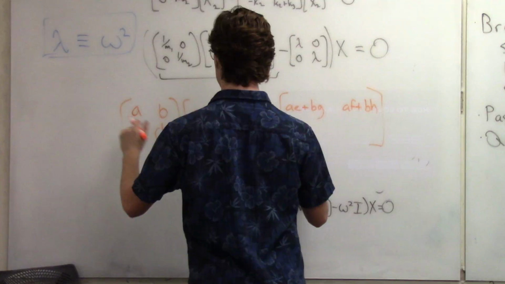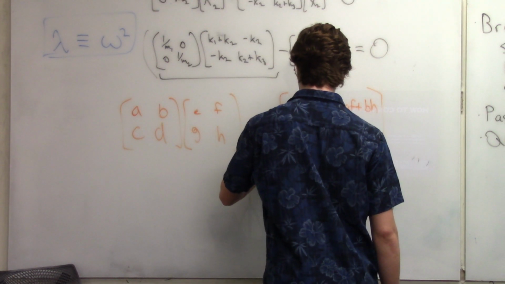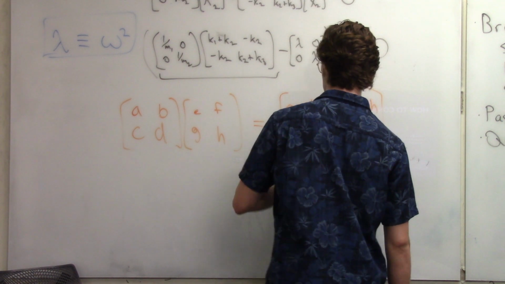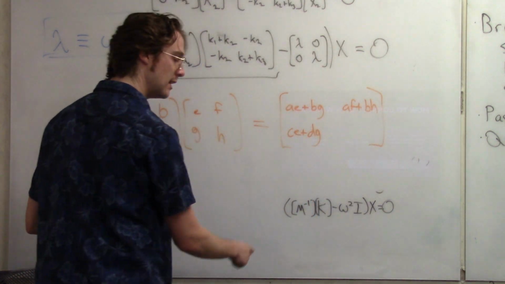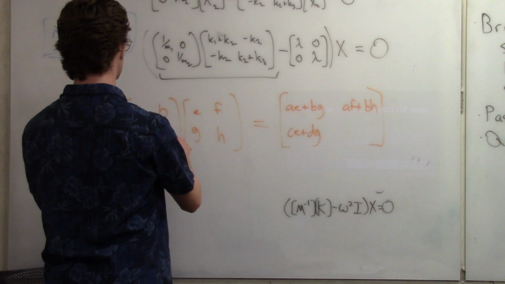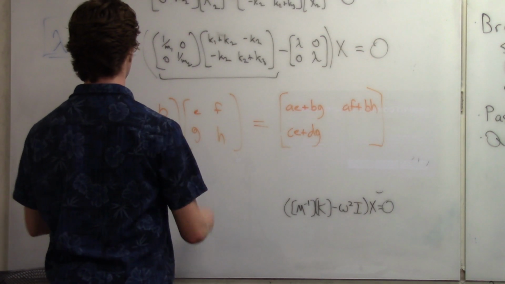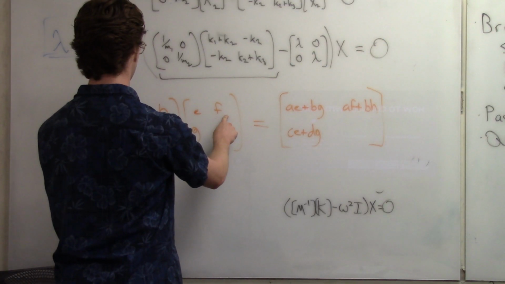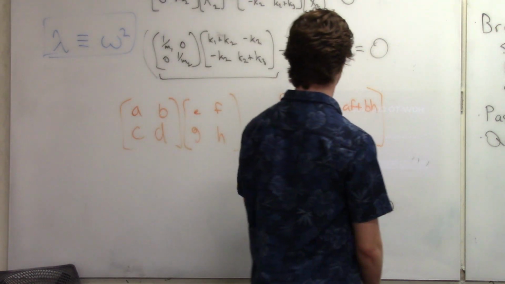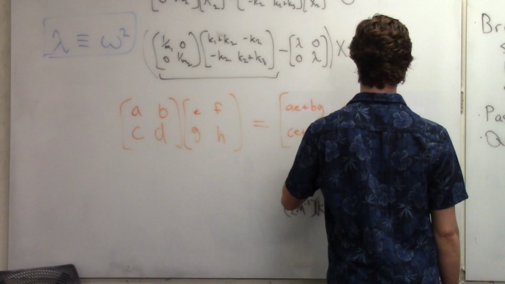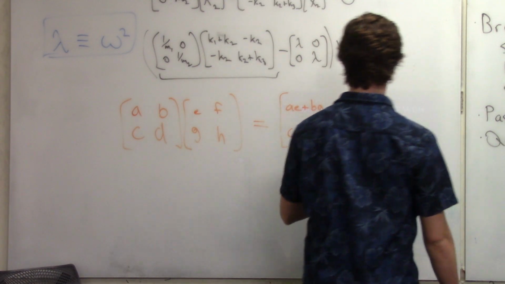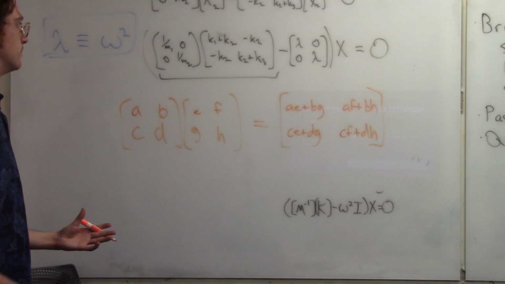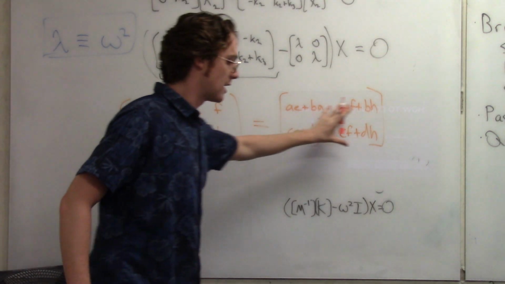So we're doing bottom left. So now we're gonna have CE plus DG, like that. And then finally, we're going to do bottom right, which is gonna be CF plus DH. And there we are. Making sense so far? Awesome.